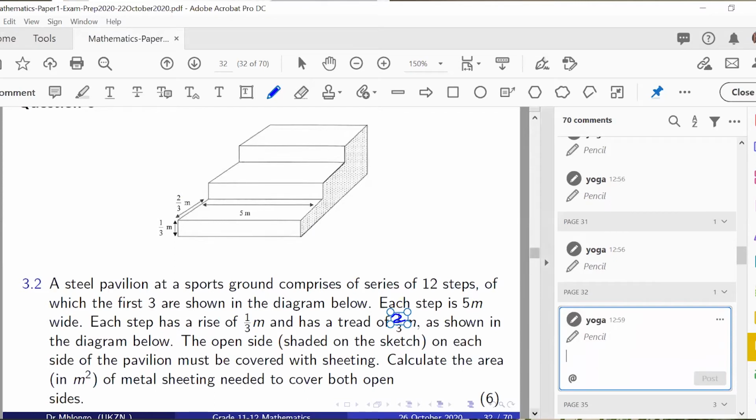That is shown in the diagram. The open side of the shaded sketch on each side of the pavilion must be covered with sheeting. Now calculate the area in meter squared of the metal sheeting needed to cover both open sides. Now we need to analyze this. Look at it very carefully.